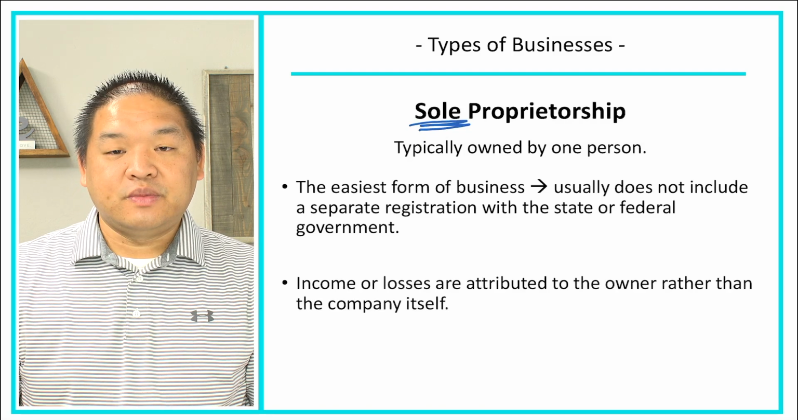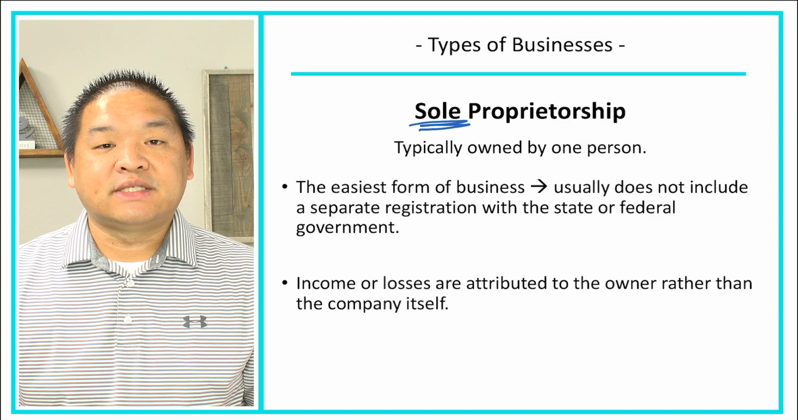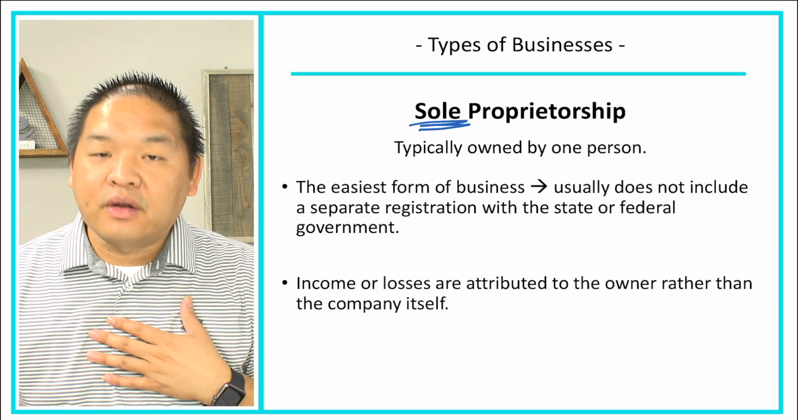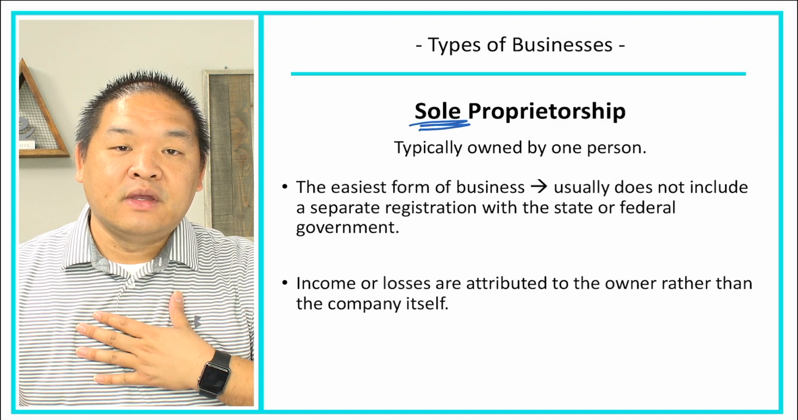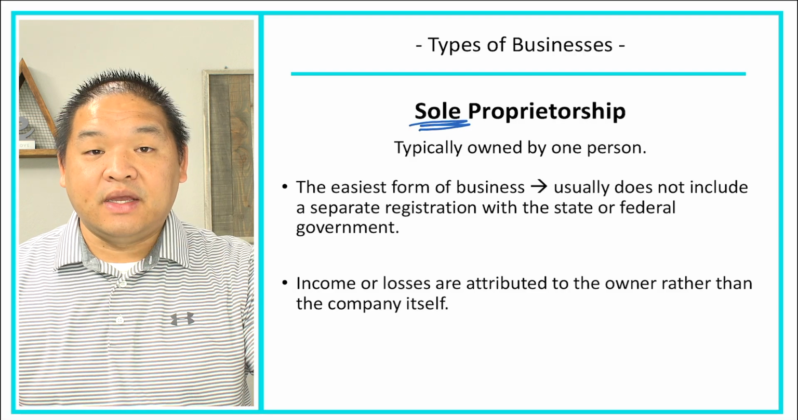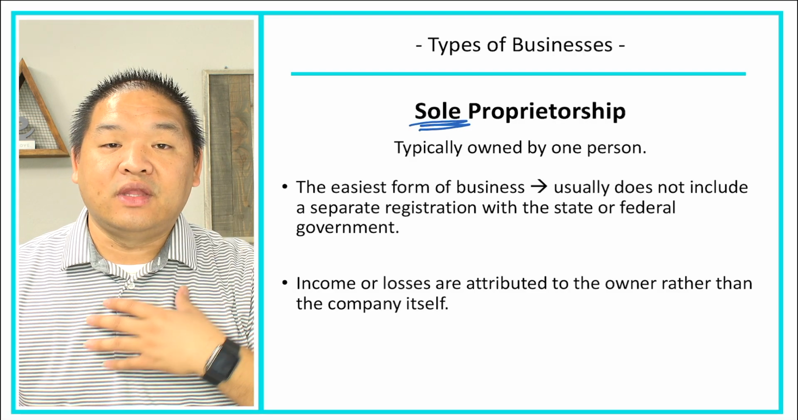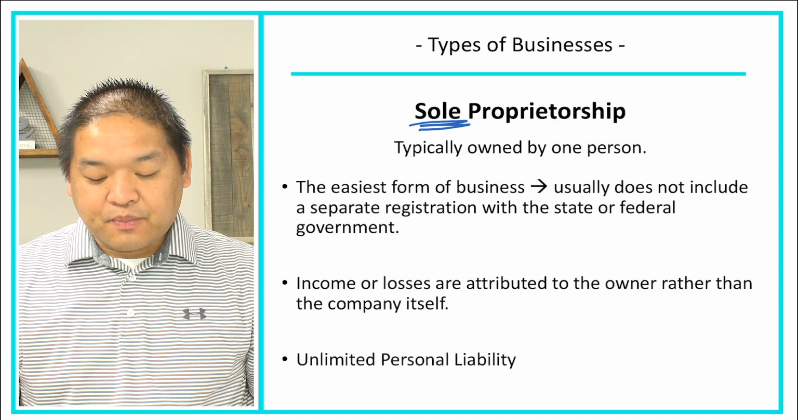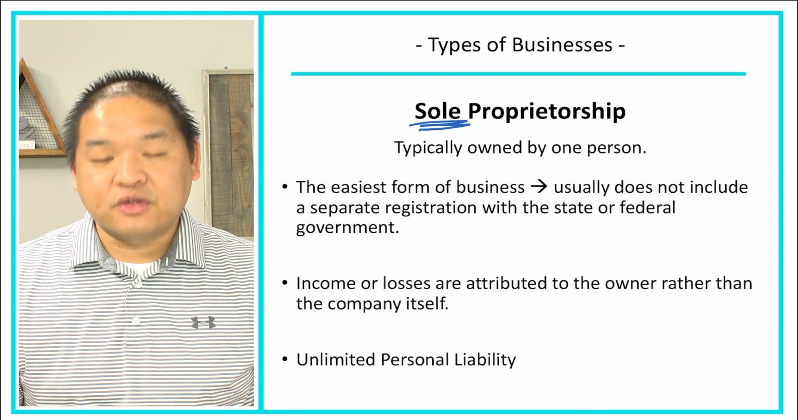Now, income or losses are attributed to the owner rather than to the company itself. So when the company makes money, it's as if the owner made the money. And that's why we think of the owner as the company, and the company's income has to go on the owner's tax return. Now, the problem with this is that it has unlimited personal liability.